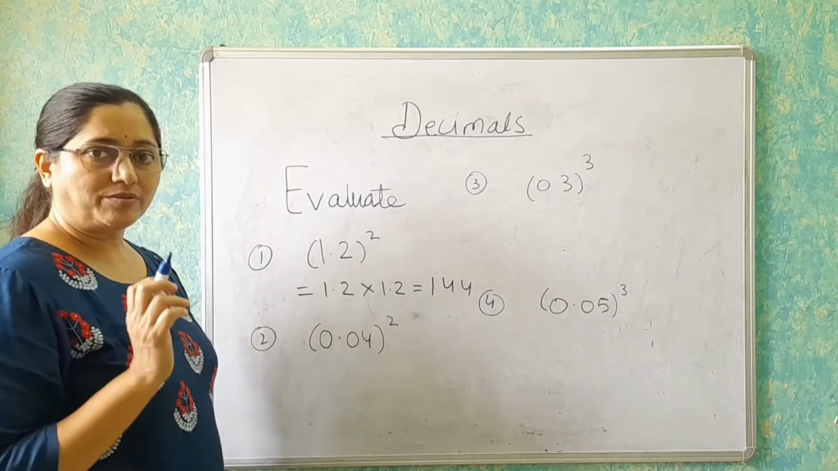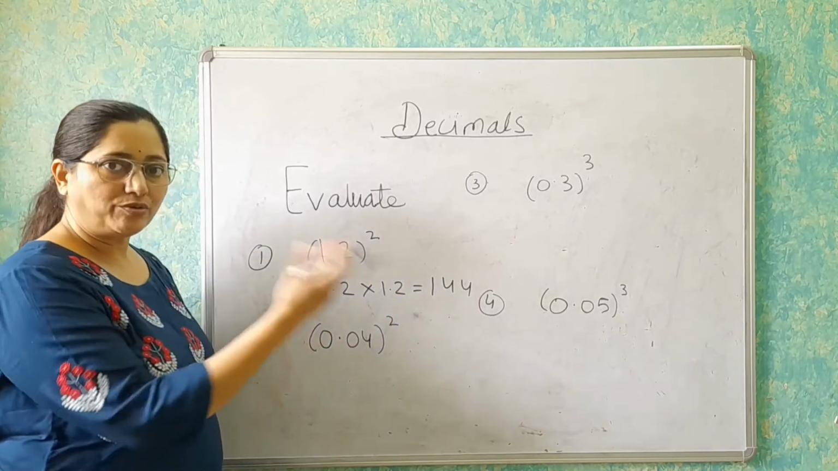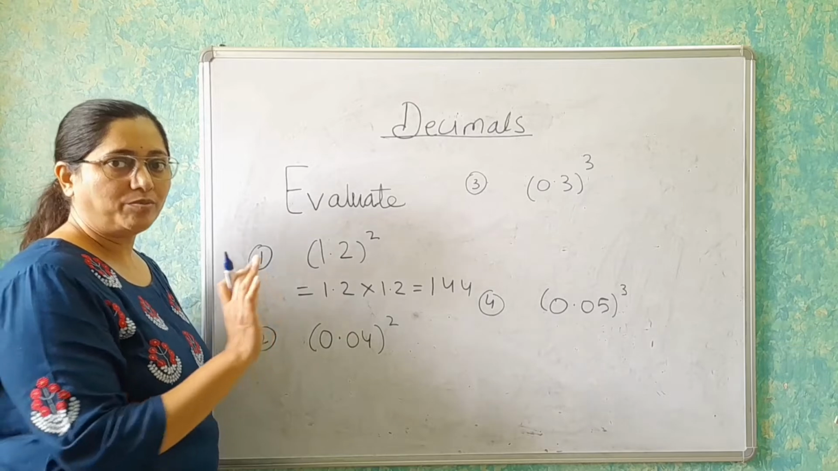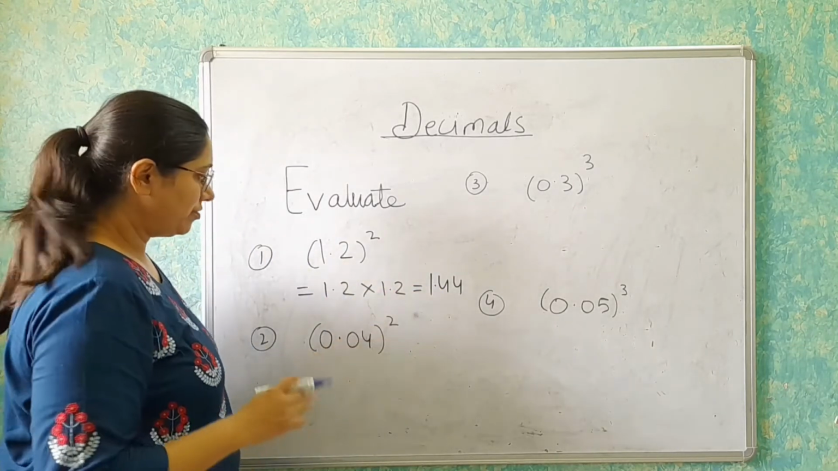Now I will count the number of digits in the decimal part: 1 and 2. So after 2 digits from the right hand side, I will put a decimal point. So my answer is 1.44.